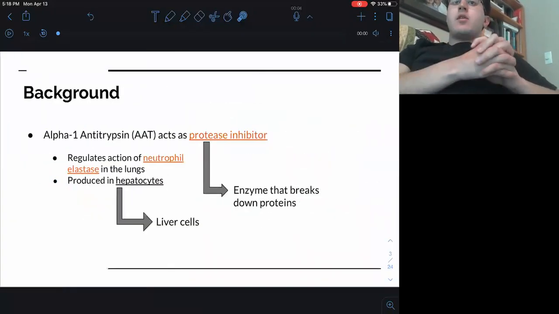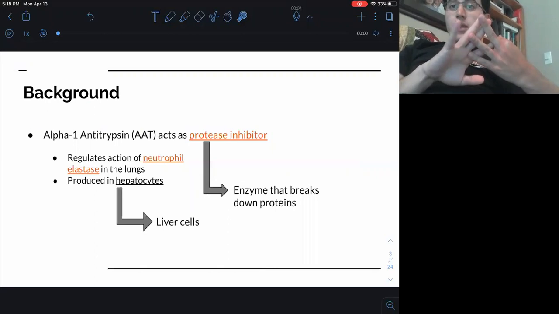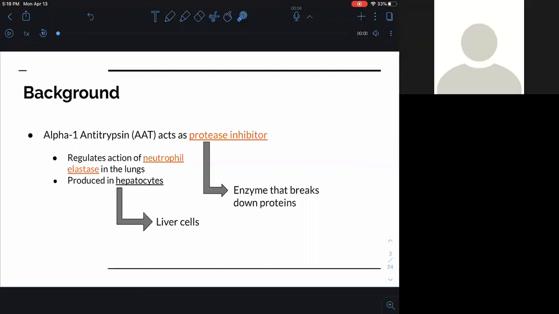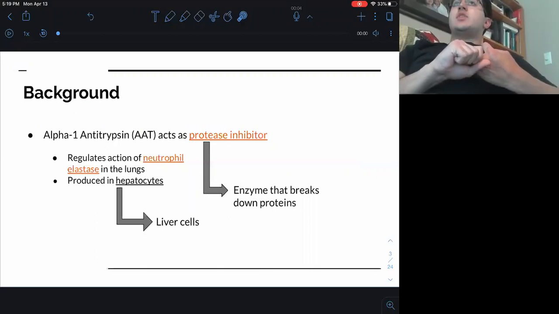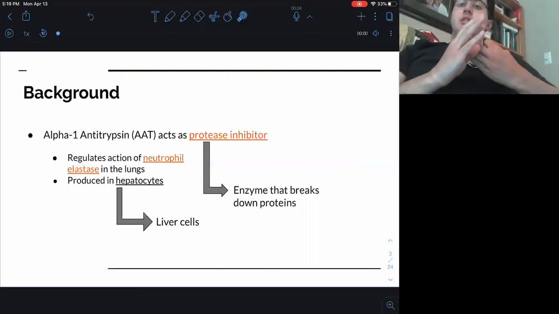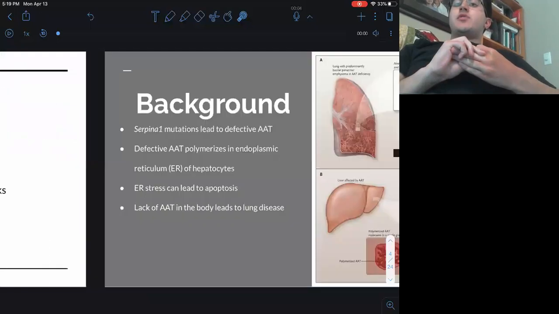A little more background here on alpha-1 antitrypsin. So normally it acts as a protease inhibitor. And so it inhibits those enzymes that break down protein, elastin, and collagen, which is a good thing because all those enzymes can be helpful in times of infection or tissue repair. Unregulated activity can lead to tissue damage and inflammation. And so alpha-1 antitrypsin has an important role in controlling that. So more specifically, it regulates the action of neutrophil elastase.